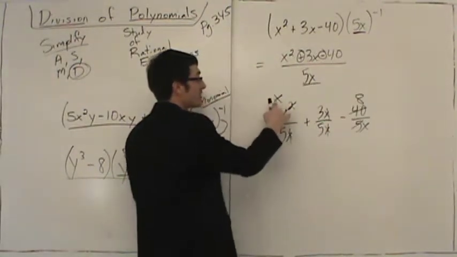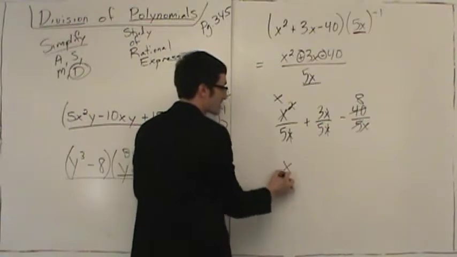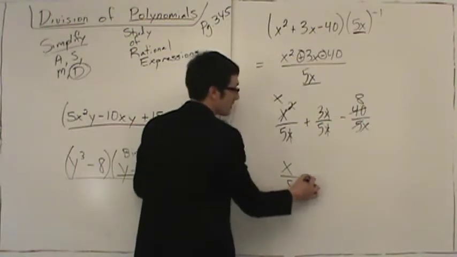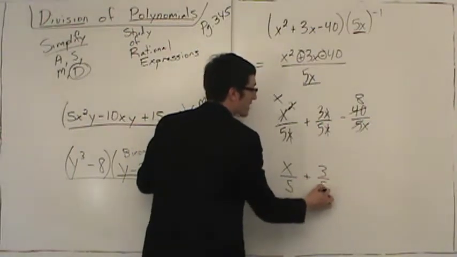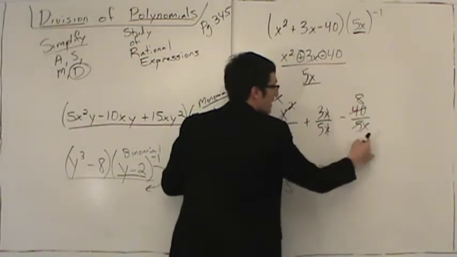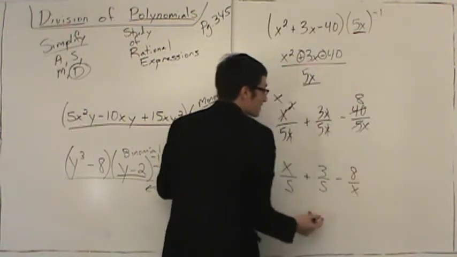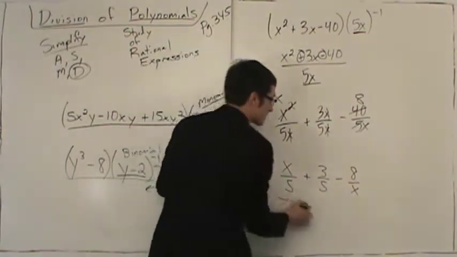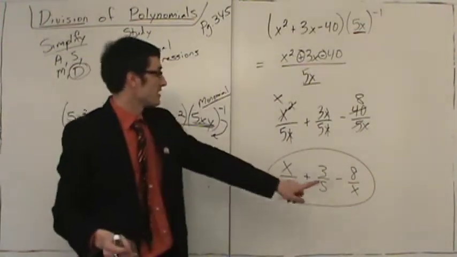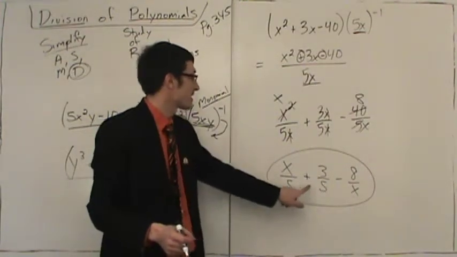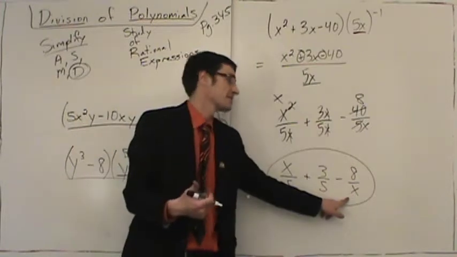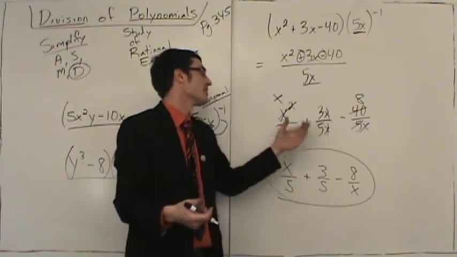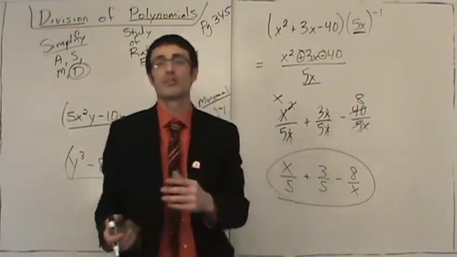Be careful here. You still have things in your denominator. You have x over what? X over 5 plus what? 3 over 5 minus what? 8 over x. So yes, this is the final answer. So even in your final answer, can you still have things that are left in your denominator? Yes. Okay, but you just simply cancel. Can you cancel? Yes, because you had a monomial in the denominator.